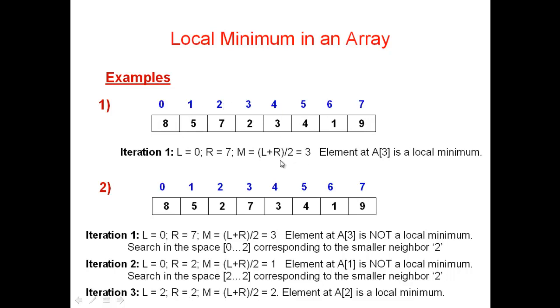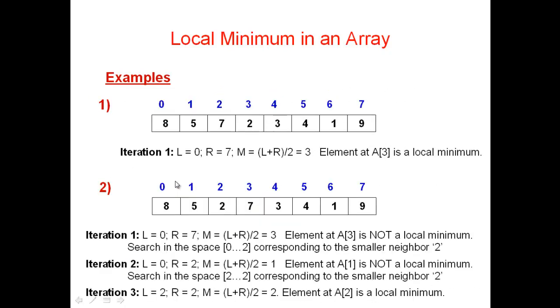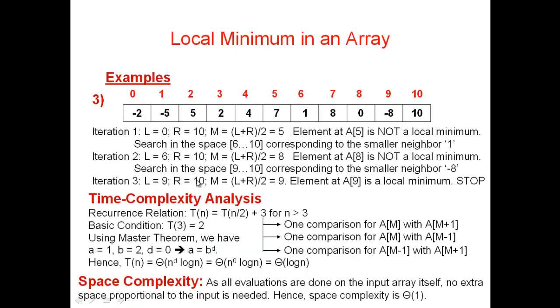The moment we find that the array value at the middle index is less than the element to its left as well as to the right, we can stop and say we have found the local minimum, and that's what we do in the first example as well as in the third example. So in either of them the left index is not yet equal to the right index, but before then itself we have found a middle index where the value is less than its elements to its right as well as to the left. Okay, so that's the way to interpret this algorithm when it's working.